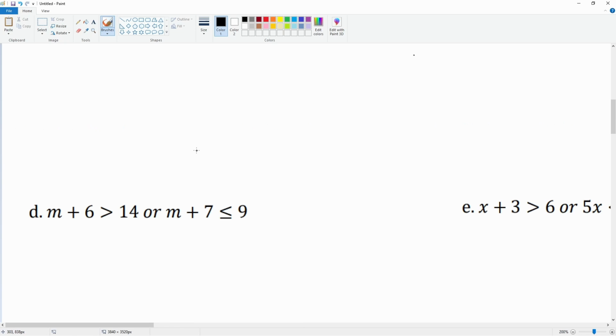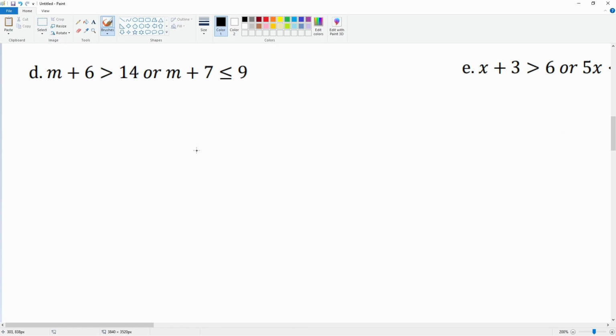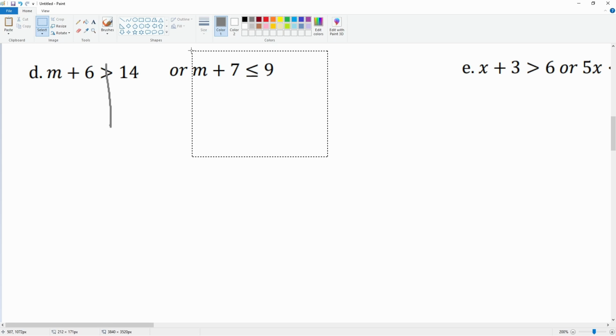Okay, so if you check your notes to do the or problems, it is very easy, as you just treat them as 2 different problems. Okay, so let's do it one at a time. So here's the first one on the left. Let me just give you room to see it better.